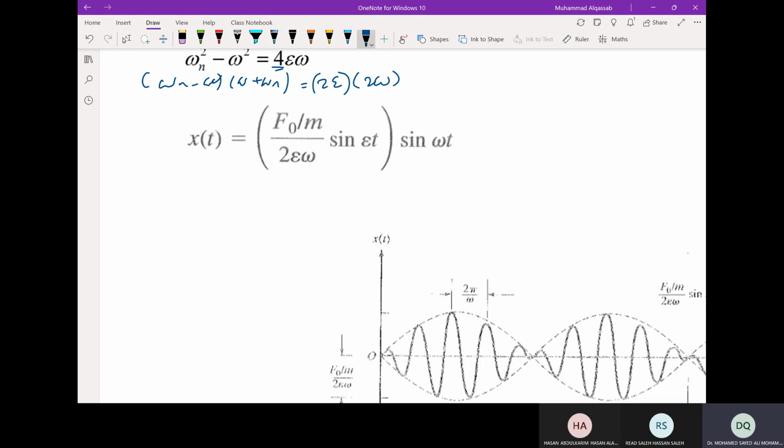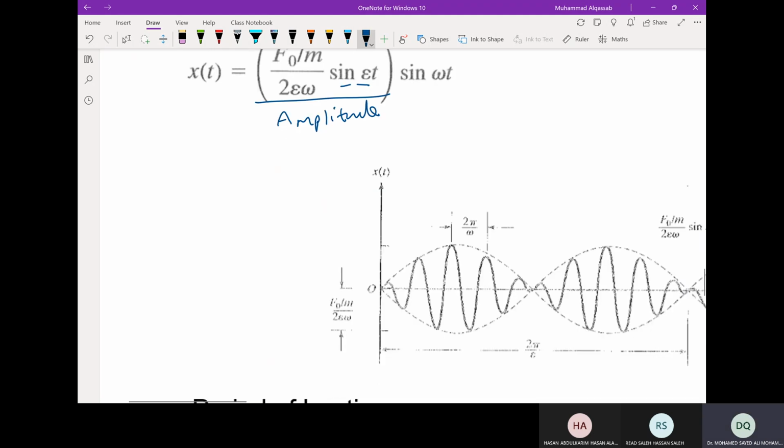The frequency of excitation is omega, and the response, the mass, is going to oscillate with omega. So its amplitude is changing as a sine wave, not as a straight line. In resonance, it was changing as a straight line. Here it is changing as a sine wave, as shown here.